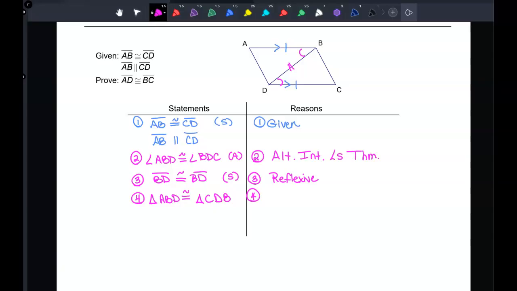Side-side-side, or side-angle-side? We only have two choices. Side-angle-side. And now automatically, these two sides also have to be congruent, and my reason is corresponding parts of congruent triangles are congruent. These are matching parts of congruent triangles. It's three C's with a P and a T separating.